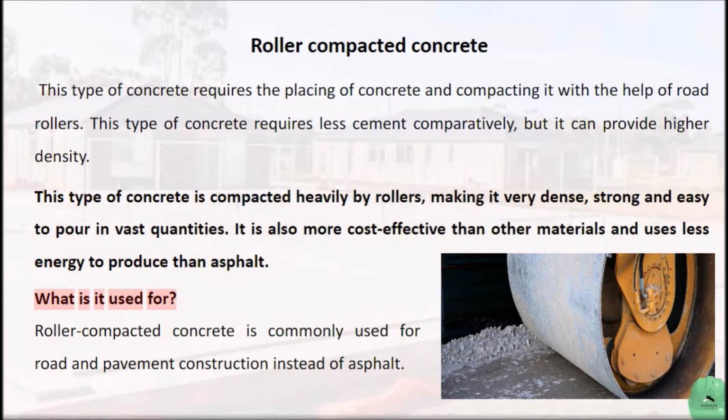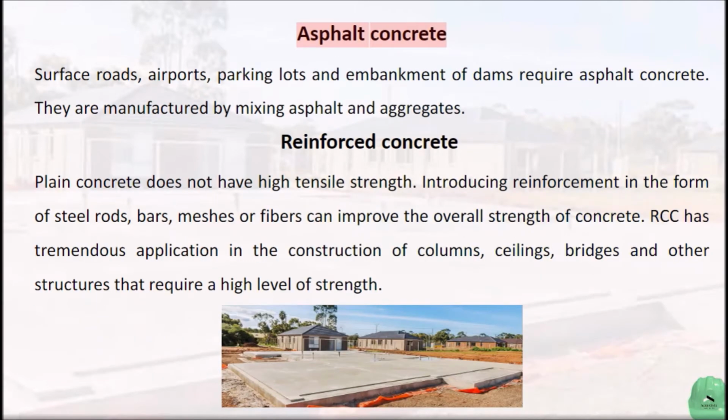What is it used for? Roller compacted concrete is commonly used for road and pavement construction instead of asphalt. Asphalt concrete. Surface roads, airports, parking lots, and embankment of dams require asphalt concrete. They are manufactured by mixing asphalt and aggregates.